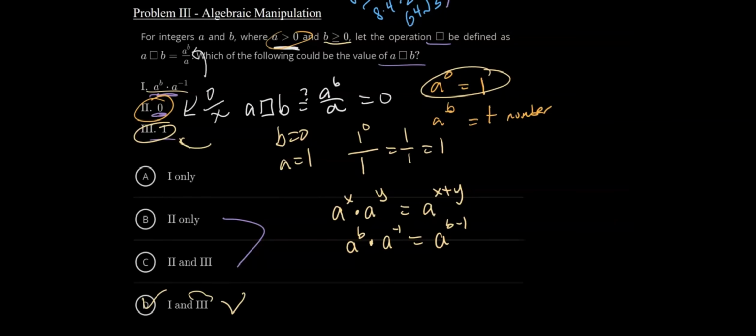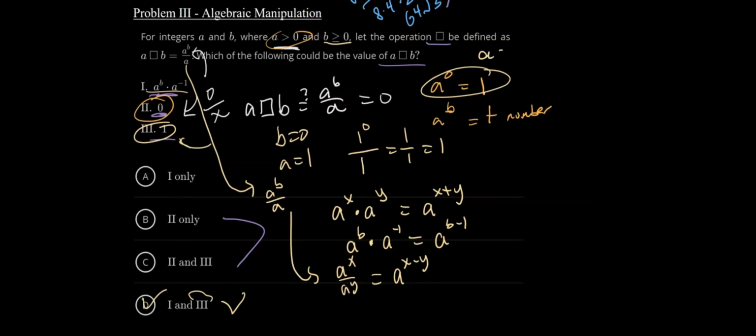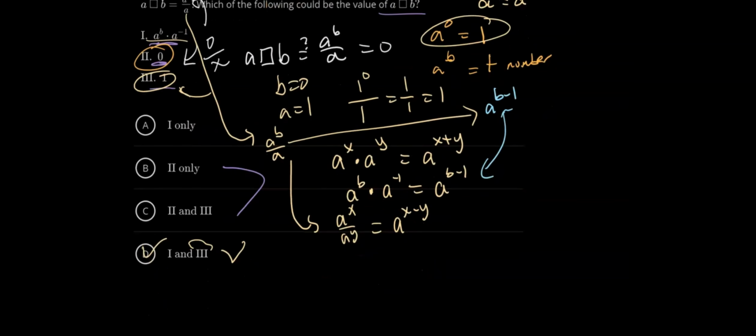Okay, now we can see we have another exponent property. A to the b over a, right? What this is equal to, when we have a to the x over a to the y, is a to the x minus y. And we know that a is equal to a to the 1, right? So that means that what we really have is very simple. It's a to the b minus 1. And these two things are the same thing. Therefore, we can prove that number 1 and number 3 are correct. Therefore, the answer is D.